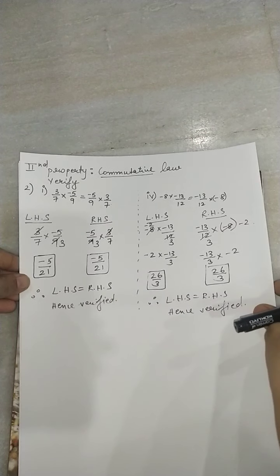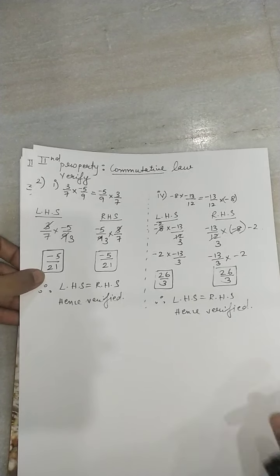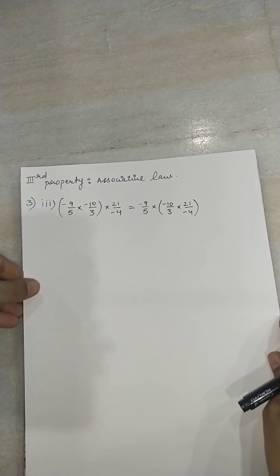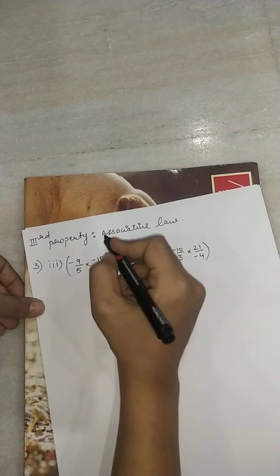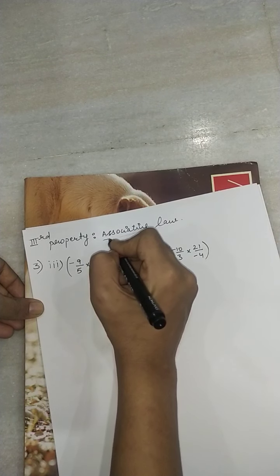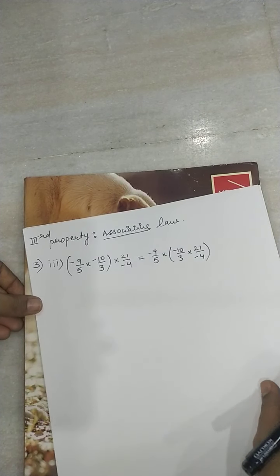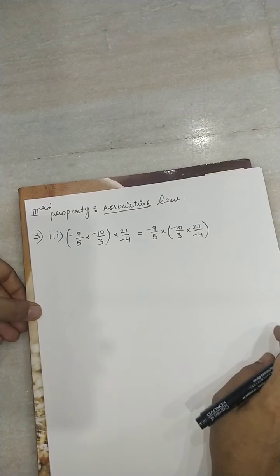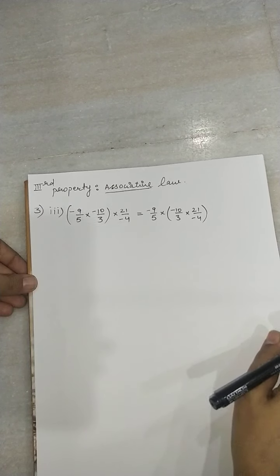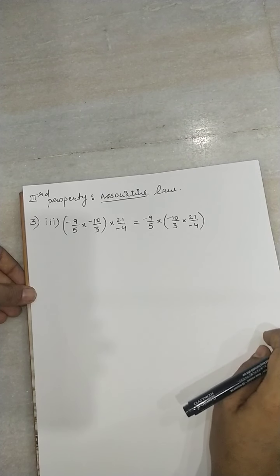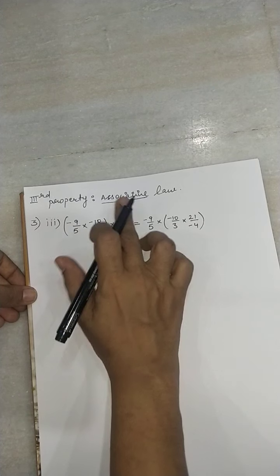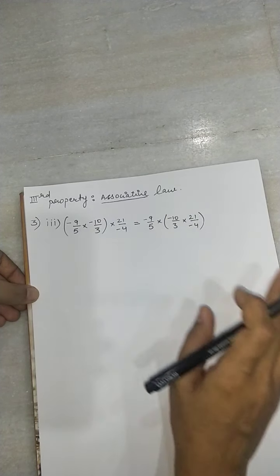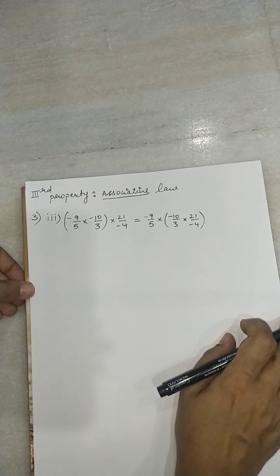Okay, I'll move to the next property, which is again similar to addition. That is the third property, associative law. Associative law states that three or more rational numbers when multiplied can be grouped in any order. If you remember, for addition we have studied that three rational numbers can be added in any order. So the same goes for multiplication.